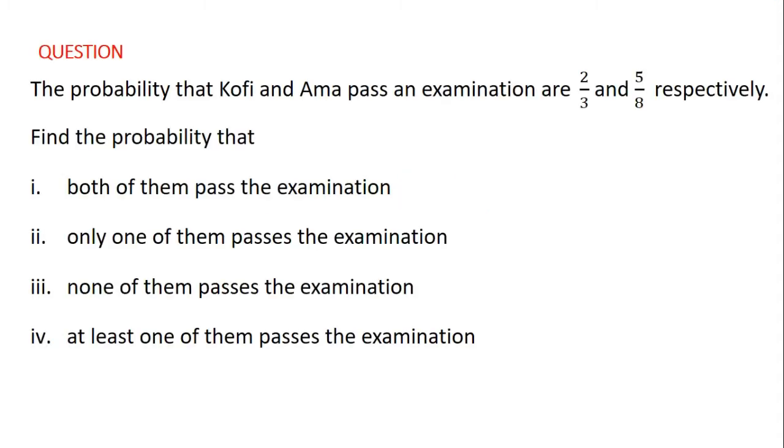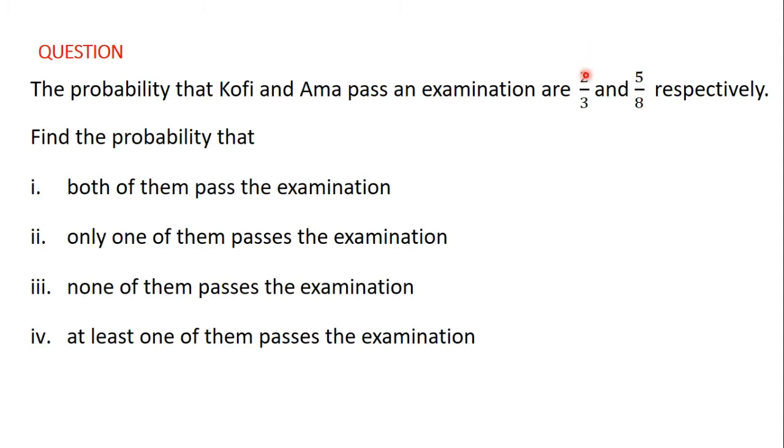The question for this video is: the probability that Kofi and Amma pass an examination are 2 divided by 3 and 5 divided by 8 respectively. Find the probability that (i) both of them pass the examination, (ii) only one of them passes the examination, (iii) none of them passes the examination, (iv) at least one of them passes the examination.